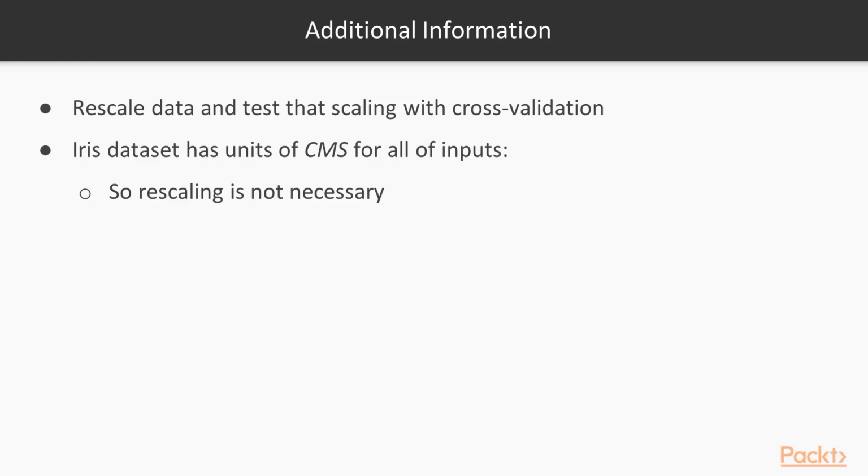A final note on SVMs is that we could rescale the data and test that scaling with cross-validation. Conveniently, the iris dataset has units of centimeters for all of the inputs, so rescaling is not necessary. But for an arbitrary dataset, you should look into it. So here we have come to the end of this video.